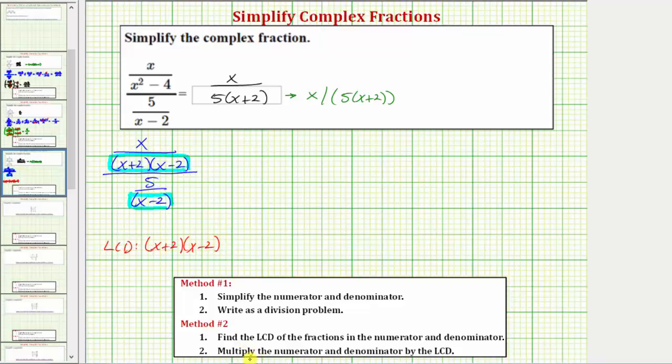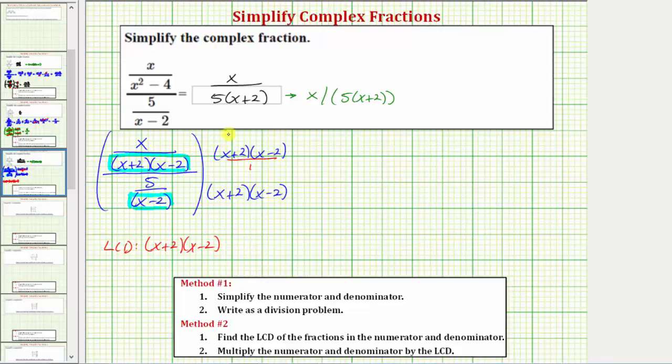We move to step 2, where we multiply the numerator and denominator of the complex fraction by the LCD. So we're going to take this entire complex fraction and multiply the top by the quantity x plus 2 times the quantity x minus 2, and we'll multiply the bottom by the same. Remember, when we multiply the numerator and denominator of a fraction by the same value or the same expression, we get an equivalent fraction. Now looking at just the top, if it's helpful, we can think of these two factors as a fraction with the denominator of 1.